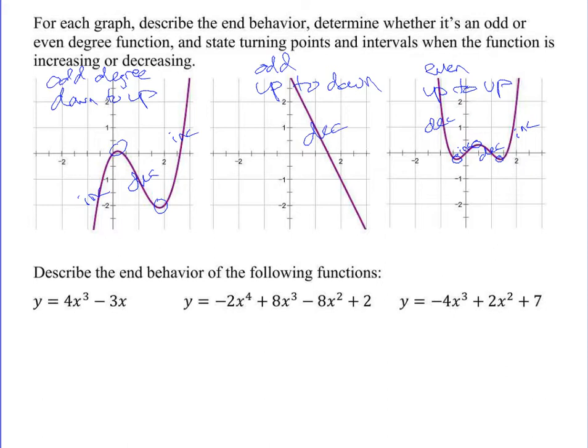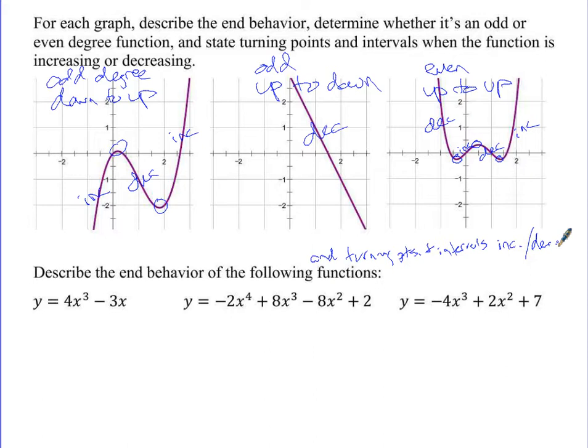So we're going to describe end behavior first, but then we're going to graph it to check to make sure that we are correct. And then once we do that, we are going to find turning points and intervals of increasing or decreasing. So let's add that on here. And turning points and intervals of increasing and decreasing.